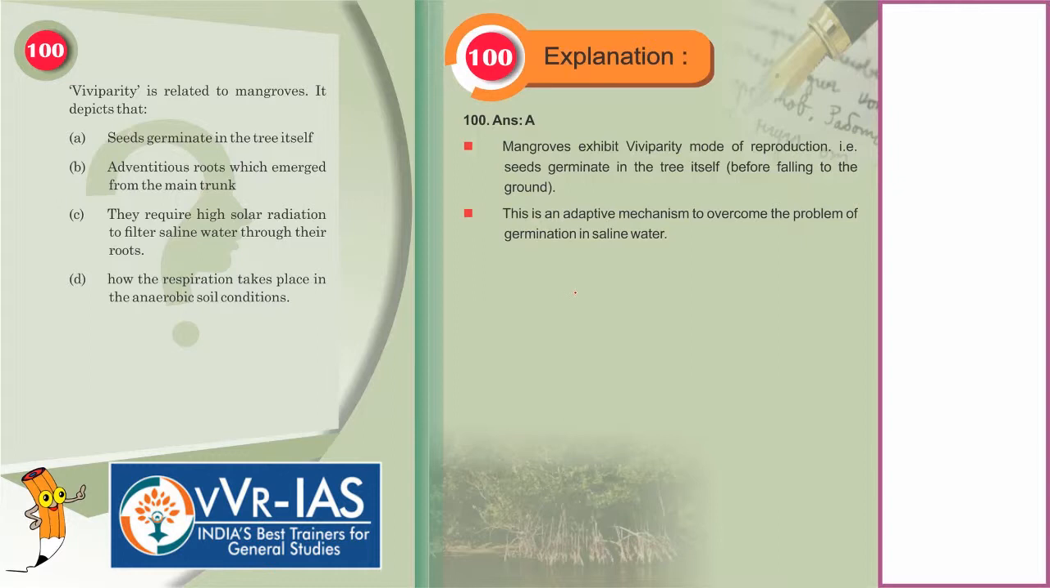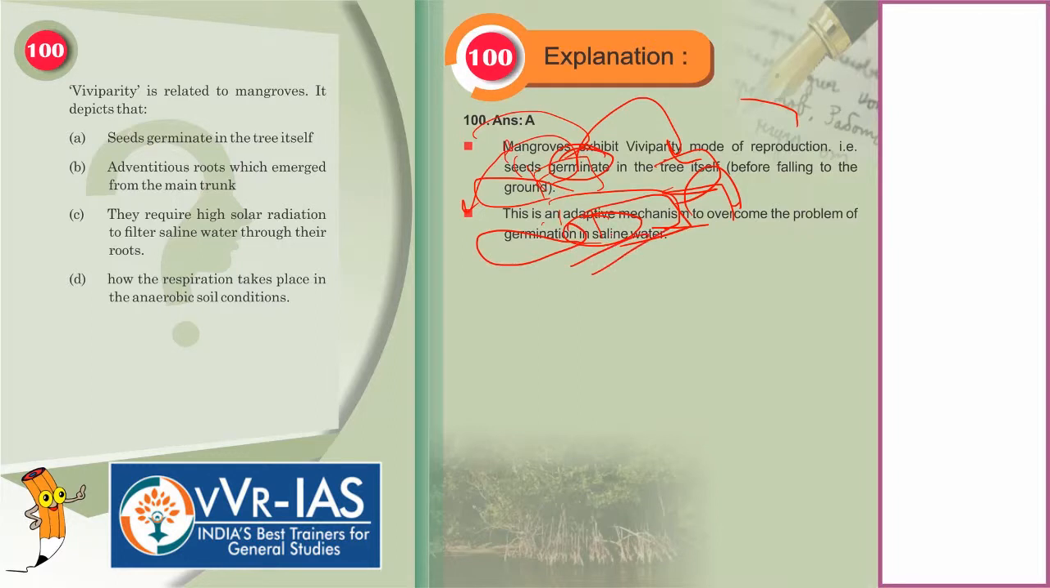Viviparity is related to mangroves. See, mangroves exhibit a viviparous mode of reproduction. That is, the seeds germinate in the tree itself before falling to the ground, because mangroves are basically in the coastal area. If the seeds fall in the waters, they may not be able to germinate. So this is an adaptive mechanism, according to which the seeds germinate in the tree itself before falling to the ground. It was adapted to overcome the problem of germination in saline water. So this was our final question, and that shall be the end of this session.